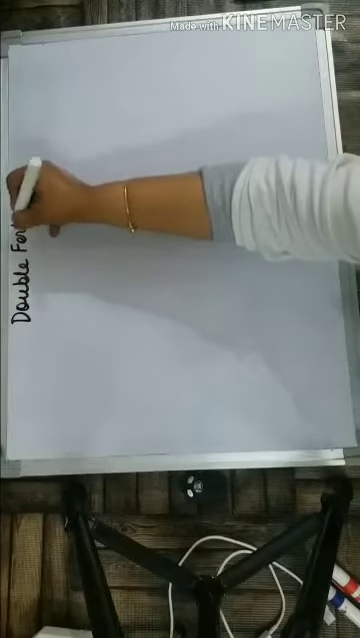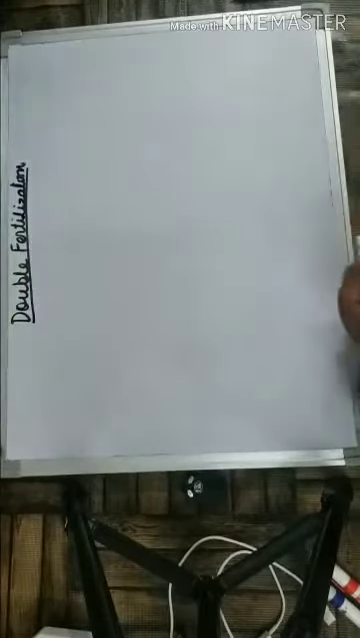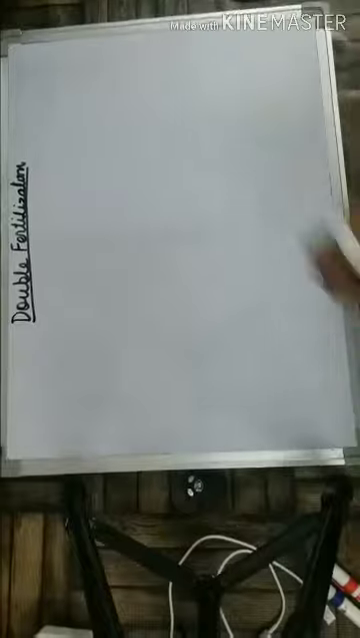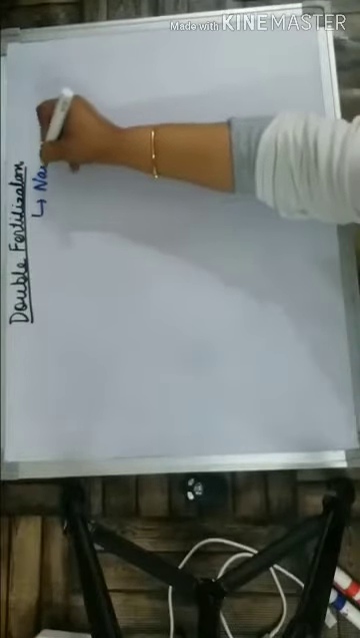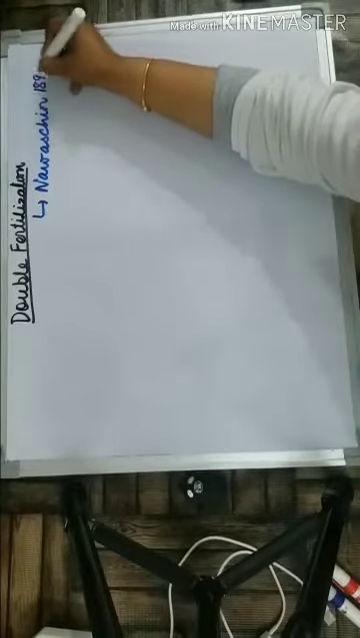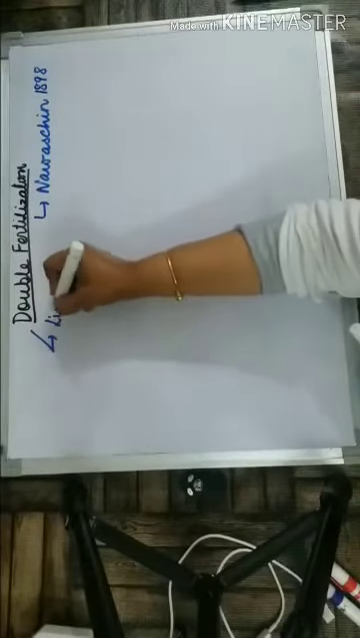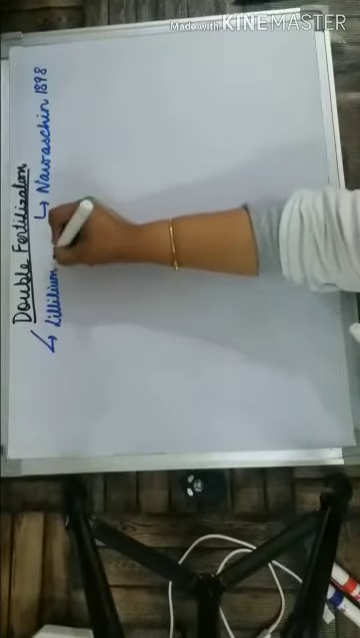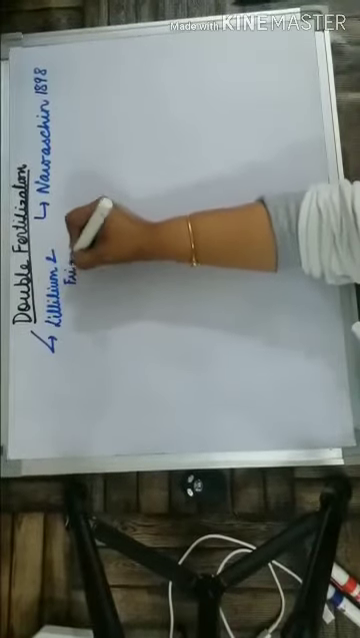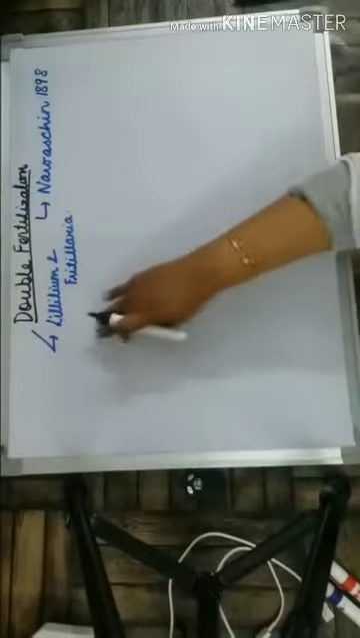Very important topic, double fertilization. Double fertilization was discovered by Navaschin. There was a scientist called Navaschin. He discovered this in 1898. This was first done in Lilium and Fritillaria. Now we will discuss what double fertilization is. We will go step by step so the things are very clear to you.